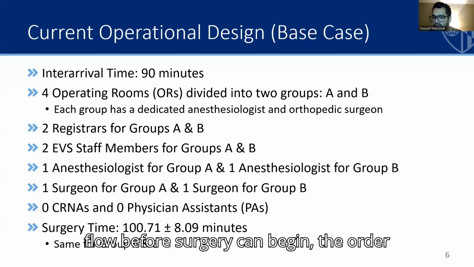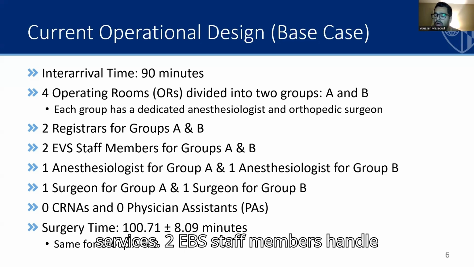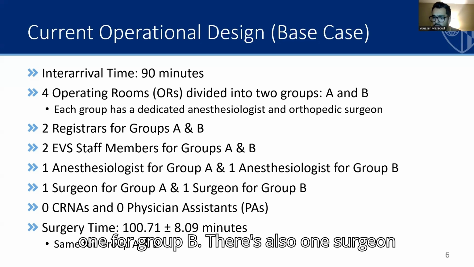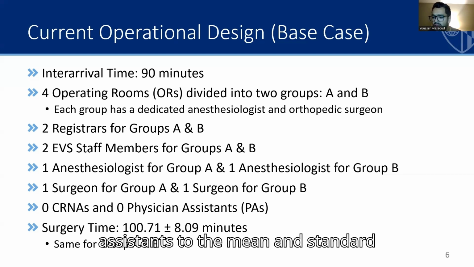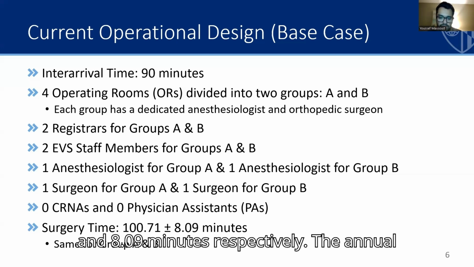Before surgery can begin, the OR must be cleaned and restocked with the necessary instruments by environmental services. 2 EVS staff members handle these tasks across all 4 ORs. There is one anesthesiologist for Group A and 1 for Group B. There's also 1 surgeon for Group A and 1 surgeon for Group B. There are no CRNAs or physician assistants. The mean and standard deviation of the surgery time are 100.71 and 8.09 minutes, respectively.